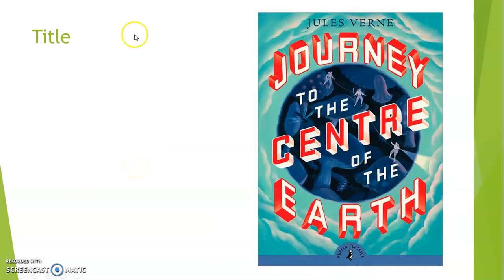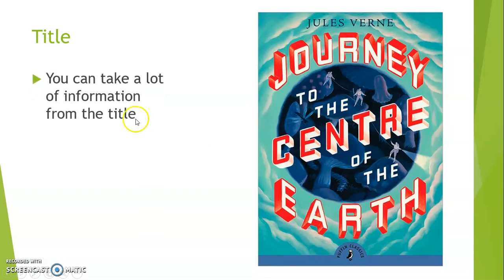So, guys, the title. We have one example in here, guys. This is a book called Journey. Journey means viaje to the center, al centro of the earth. Viaje al centro de la tierra, guys. So, we can take a lot of information from the title. We can know the topic. So, what is the topic? What do you think is the topic of this book, guys? Good job! It's about a journey.